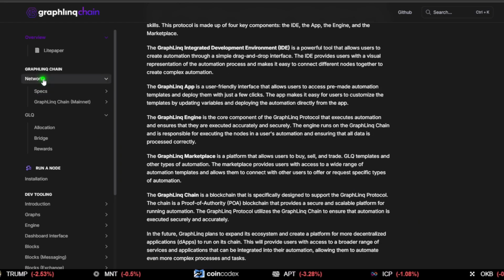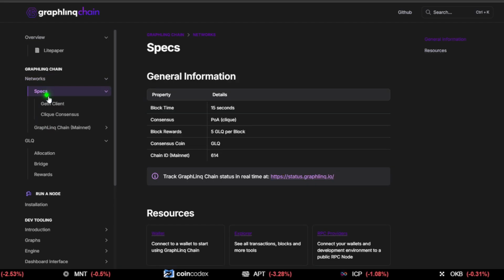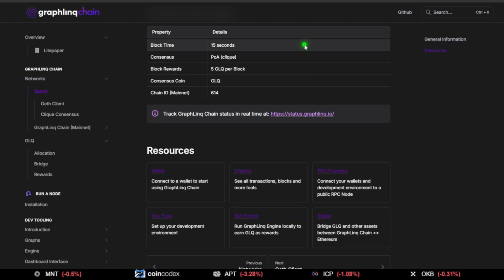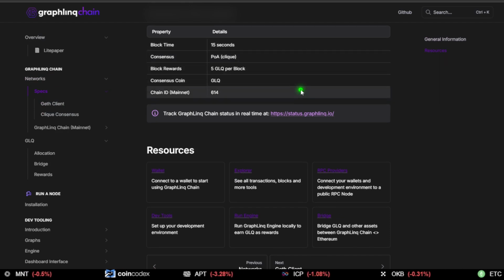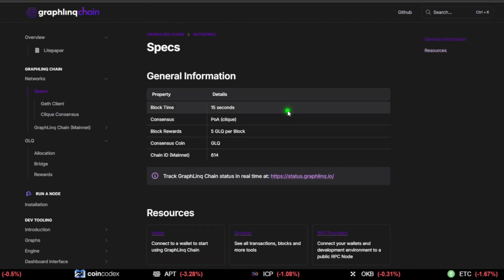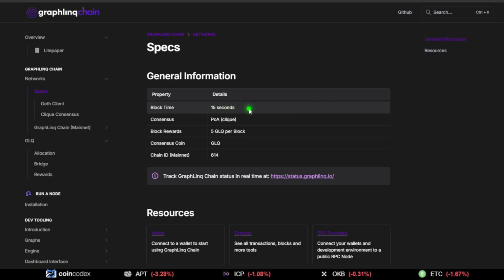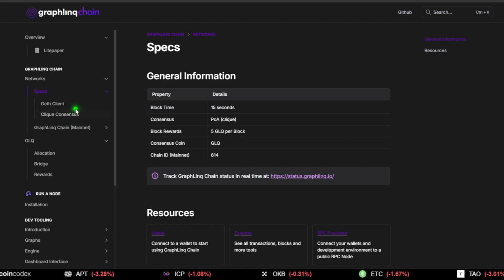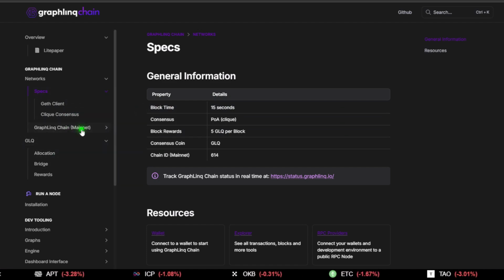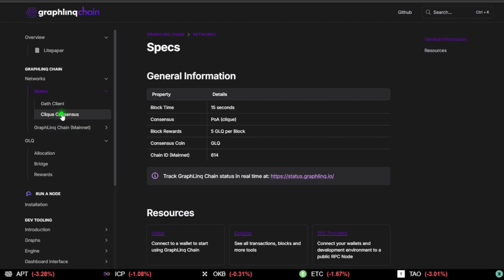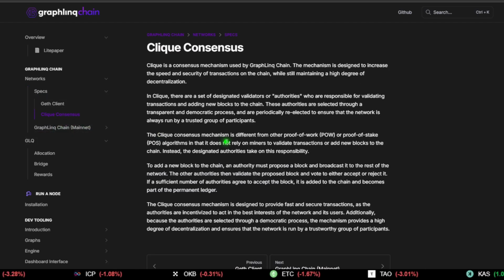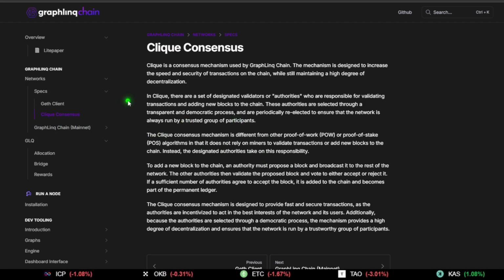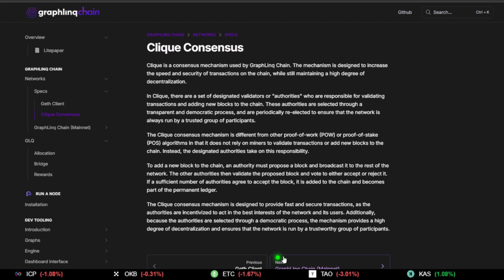Okay, so that's that. So networks, what do we got? We got specs. I'm not sure what this is all about. Okay, we got consensus, the specs of the actual blocks, time 15 seconds. I'm assuming that's finality. Okay, that doesn't seem too quick, but that's the case. And we keep on going down. There's a little bit of information that you might want to look into, but it's 2 years old.